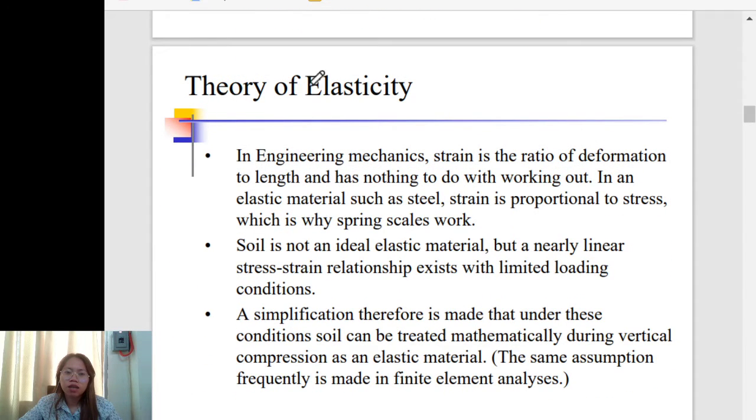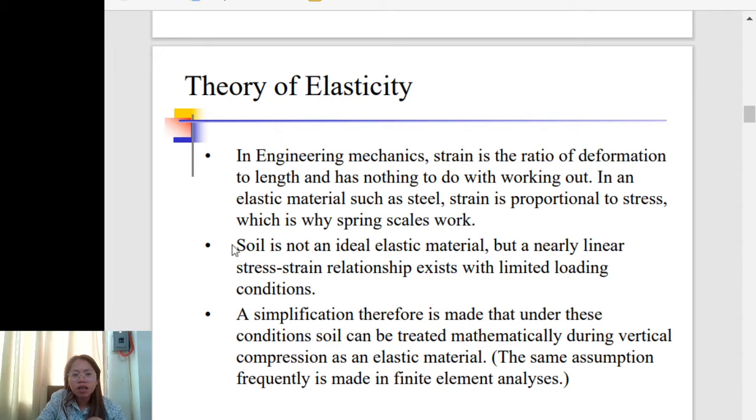Theory of elasticity: in engineering mechanics, strain is the ratio of deformation to length, and has nothing to do with working out. In an elastic material such as steel, strain is proportional to stress, which is why spring scales work. Soil is not an ideal elastic material, but a nearly linear stress-strain relationship exists with limited loading conditions. A simplification, therefore, is made that under these conditions, soil can be treated mathematically during vertical compression as an elastic material. The same assumption frequently is made in finite element analysis.